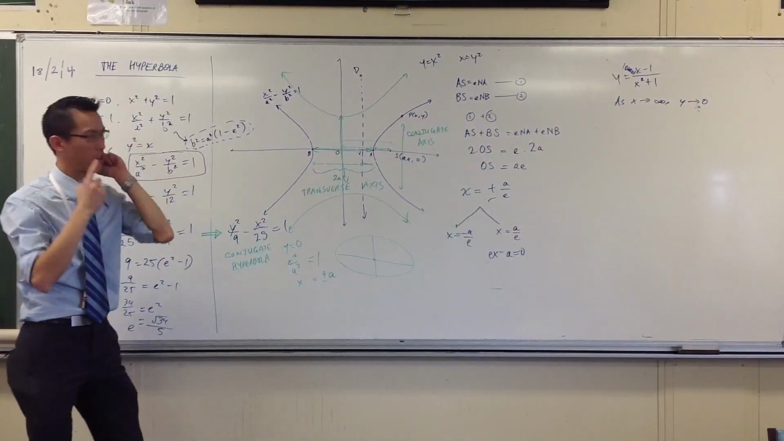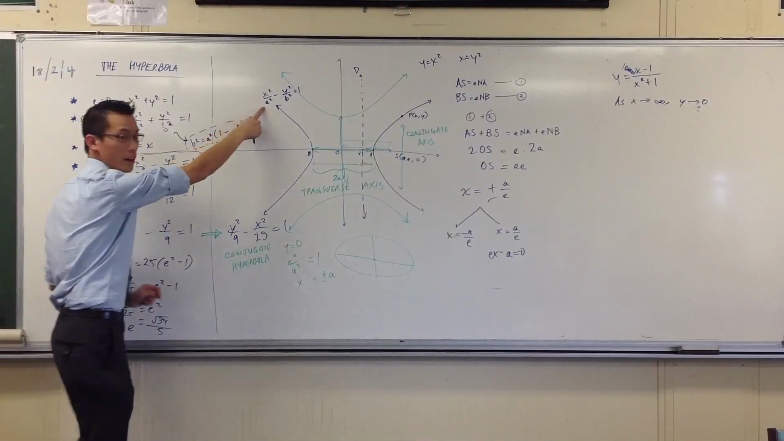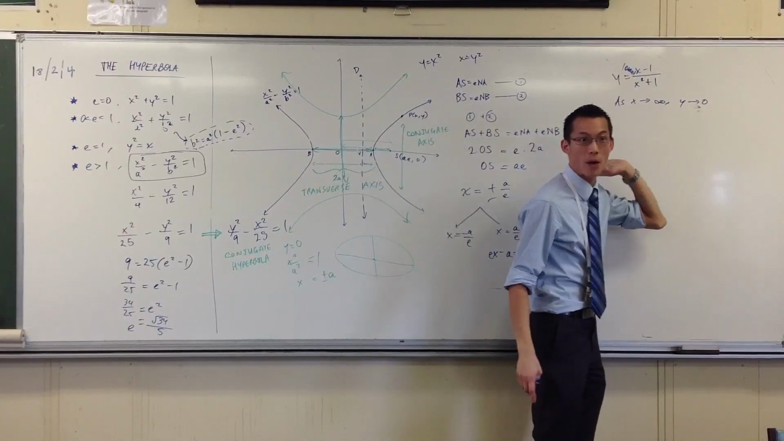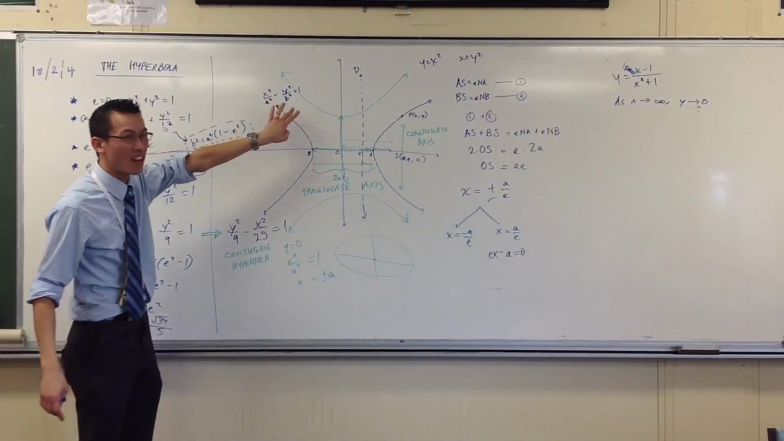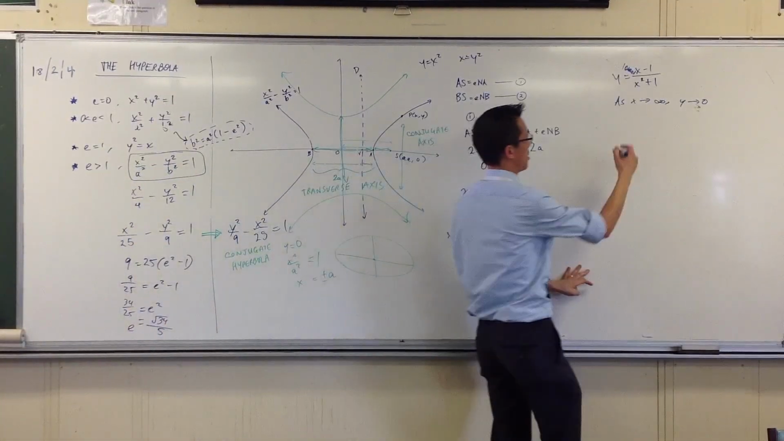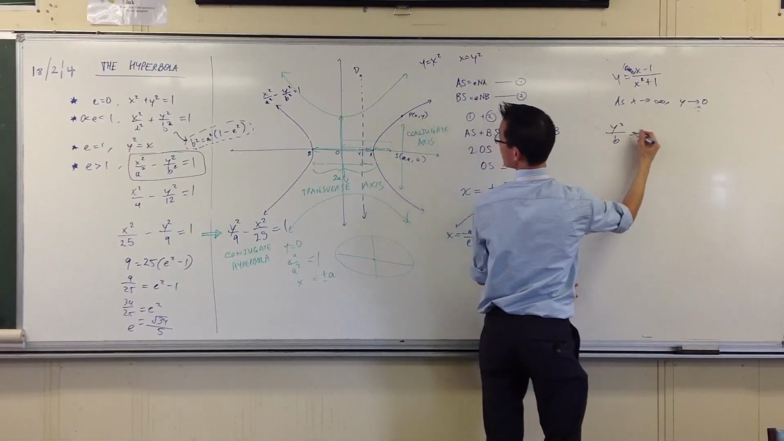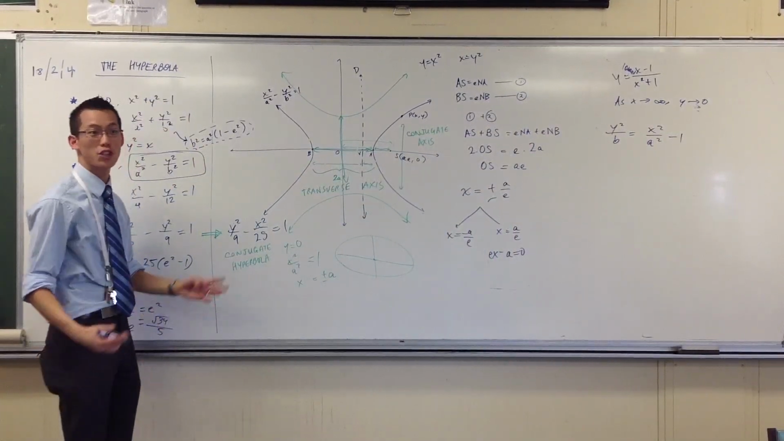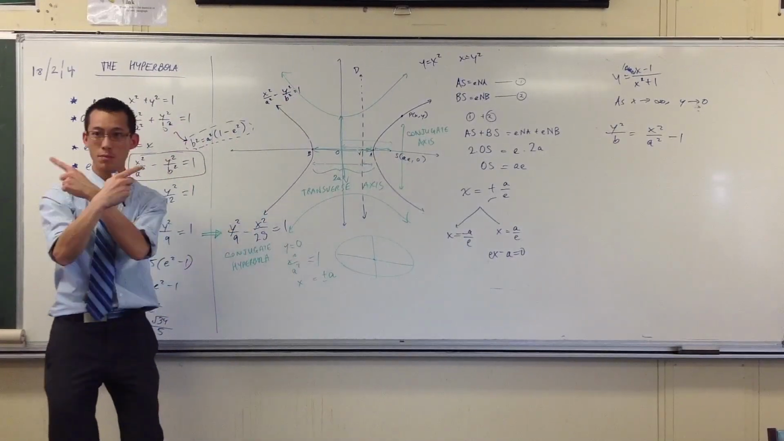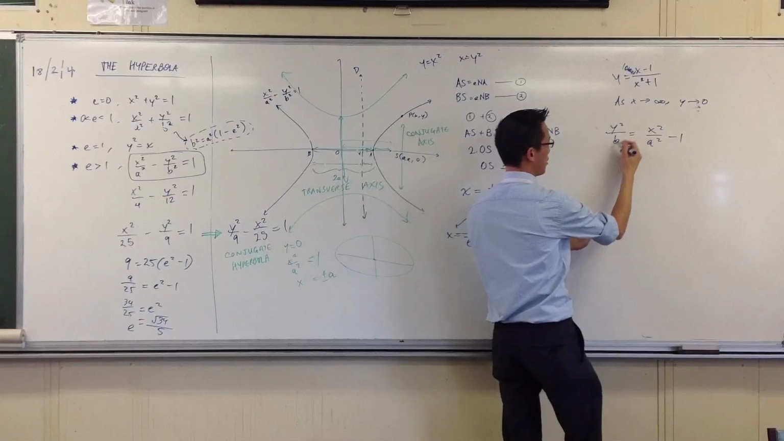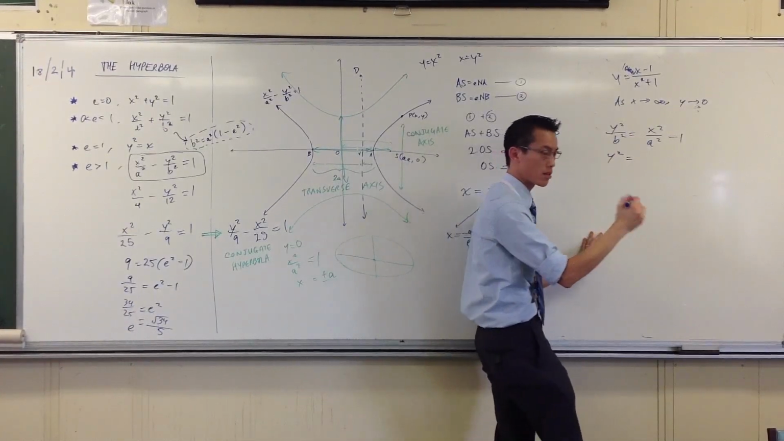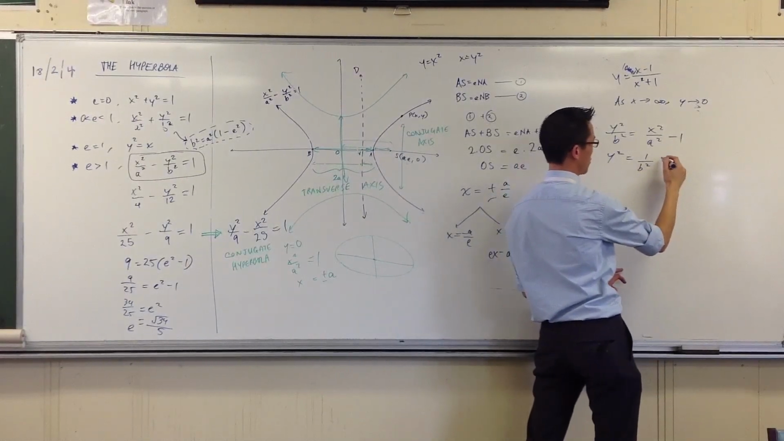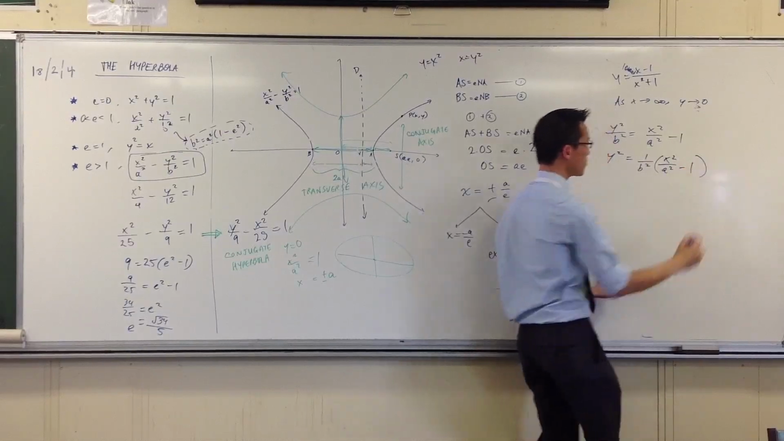Now, in order to work out what's happening in this scenario, I need to get it in a form where I can say y is equal to something, so I can see how it's behaving. This is not a very useful form, so let's make y the subject. What have I got here? y squared on b squared. I've just switched around the y squared on b squared and the 1. Now I would divide through by b squared, so that gives me 1 on b squared, times all of that.